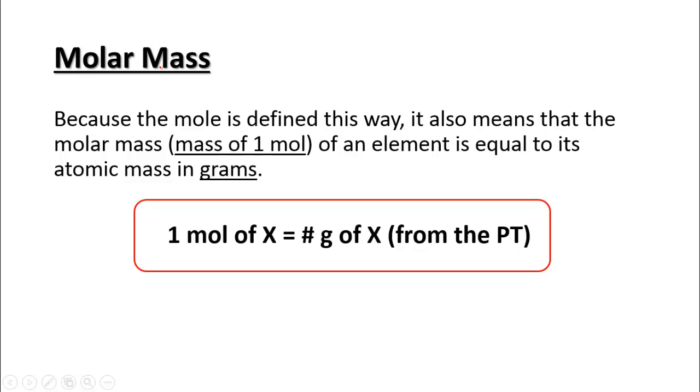In addition, we also have a thing called molar mass. And because mole is defined the way it is, 1 mole equals 6.022 times 10 to the 23rd particles. It's defined this way. It also means that molar mass, which is the mass of 1 mole of a substance, is actually equal to the atomic mass. And the atomic mass, don't forget, comes from the periodic table. I wrote that even right here.